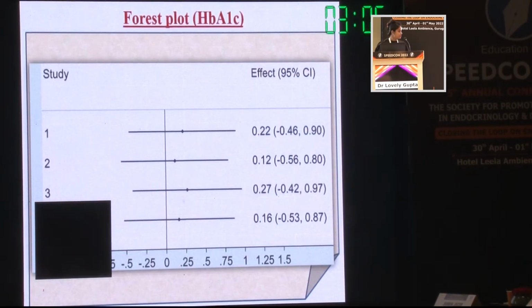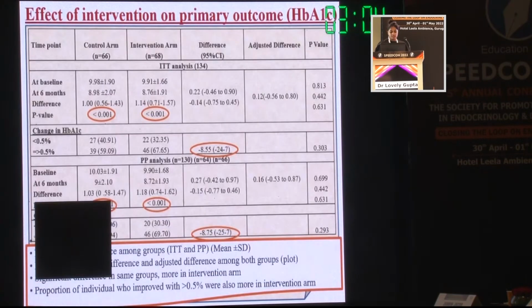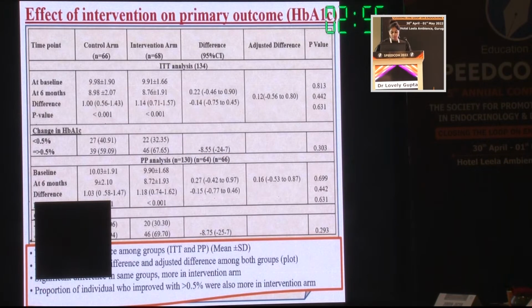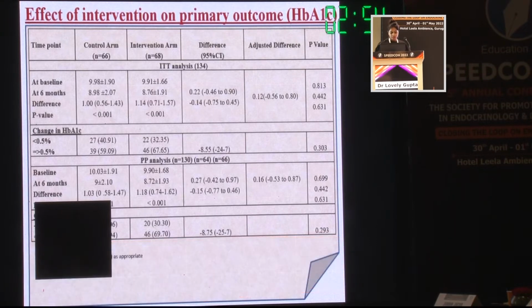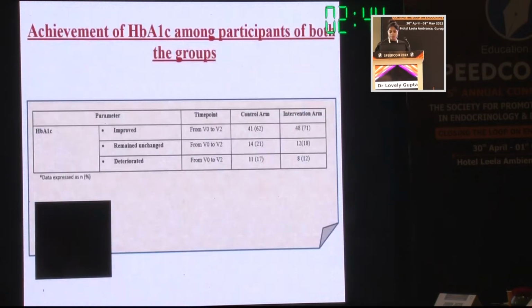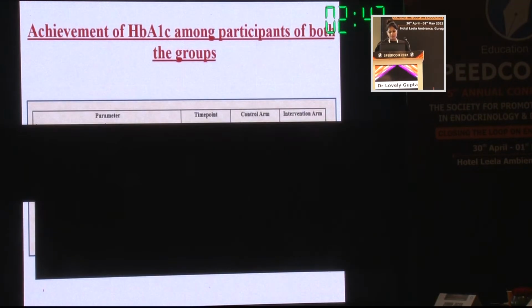This is the forest plot which is shown for adjusted and unadjusted variables in ITT and PP analysis. There was significant difference in the same group, more in the intervention arm, as we can see. The proportion of individuals who improved by more than 0.5% was also more in the intervention arm, as we can see from this table. Similarly, when the achievement of HbA1c was seen among patients of both groups, there was more improvement, that is 71%, as compared to 62% in the intervention arm.